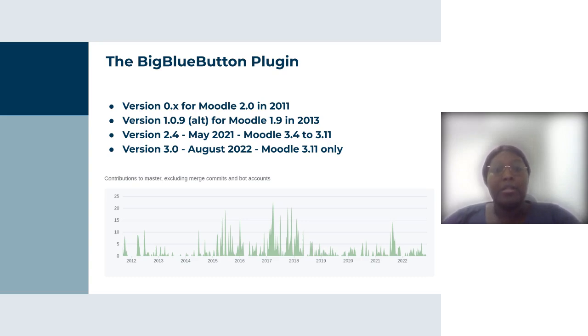In terms of our compatibility with Moodle, we have BigBlueButton plugin versions for Moodle releases as far back as Moodle version 1.9. Development-wise, you can see from this graph that we put a lot of time into building the plugin, especially in the years of 2015, 2017, and 2018, and again in 2021.